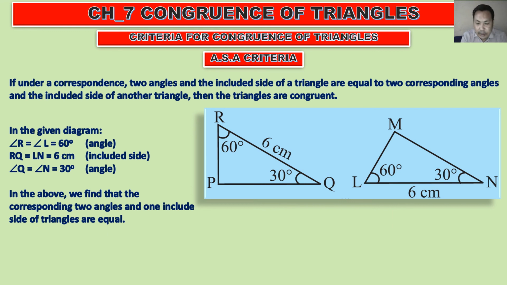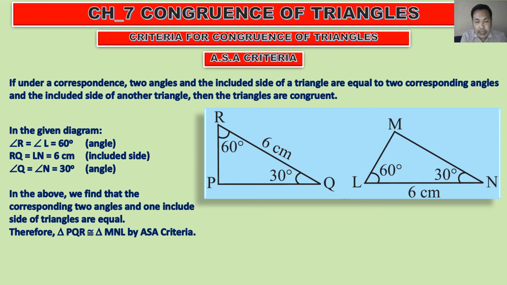So my dear student, once again please see here. So we have that therefore triangle PQR is congruent to triangle MNL by ASA criteria. ASA means angle side angle criteria. Okay, means two angles are equal.